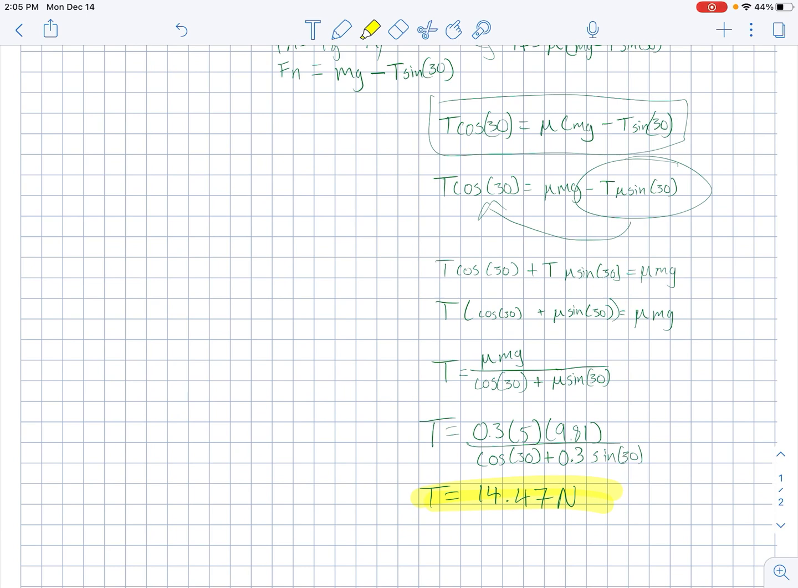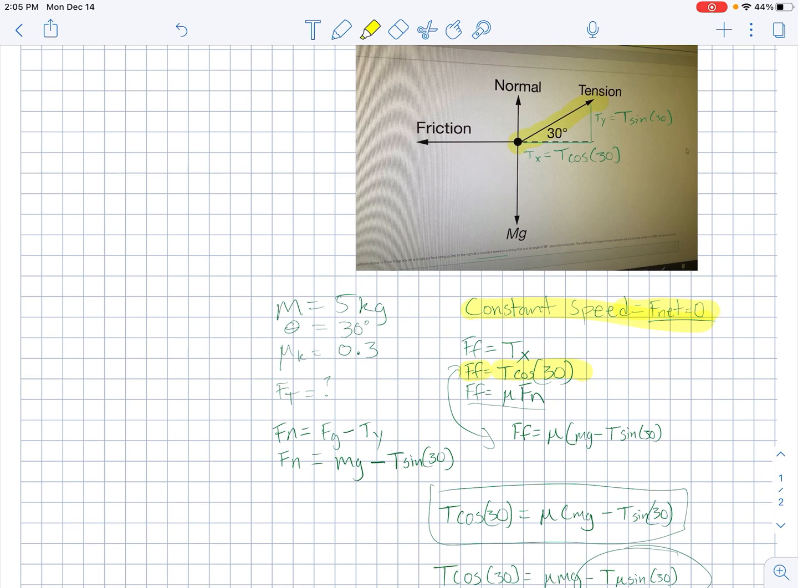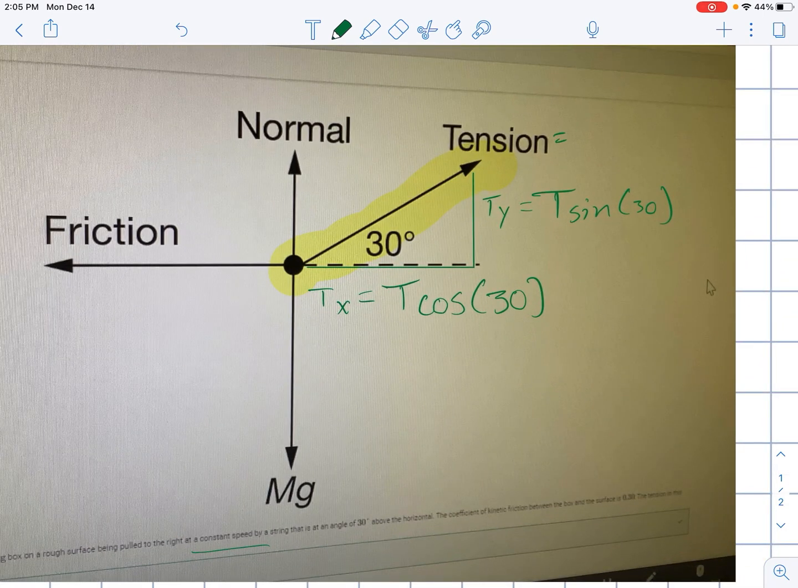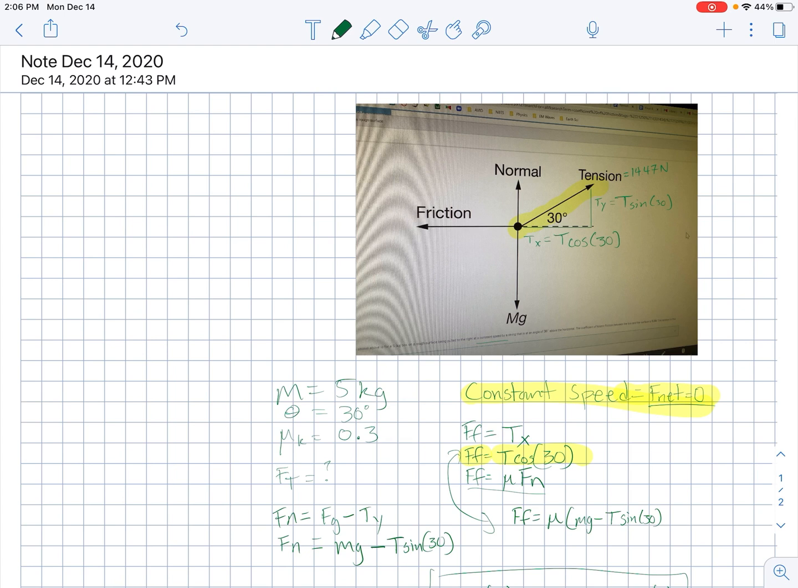All right, so let's do a quick look back at our steps. Tensional force equals 14.47 newtons. So here's the fun thing about this. At no point do we actually solve for the force in the x direction or the force in the y direction. We didn't need to. A lot of this was just plugging in our formulas and then rearranging them until we could solve for our tensional force.